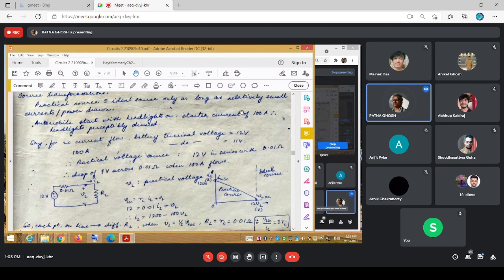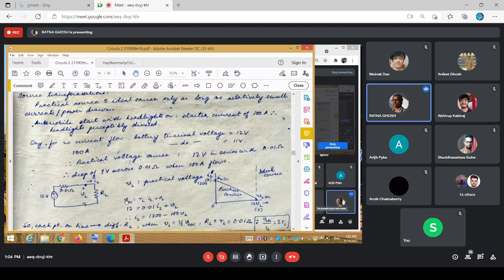So say for this particular case, for no current flow you had a battery terminal voltage of 12 volts. For 100 amperes during the starting, you have a battery terminal voltage of 11 volts. Say you've measured it and you found a drop of 1 volt. So in the practical voltage source, how is it appearing? A drop of 1 volt due to 100 amps being pulled. That gives you 12 volts in series with an internal resistance of 0.01 ohms.